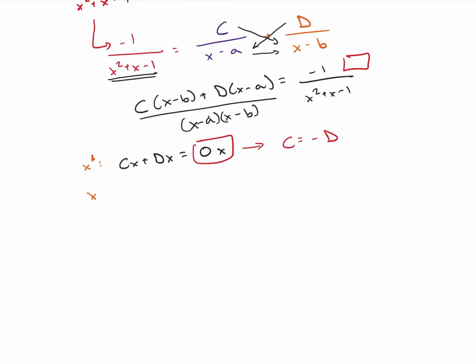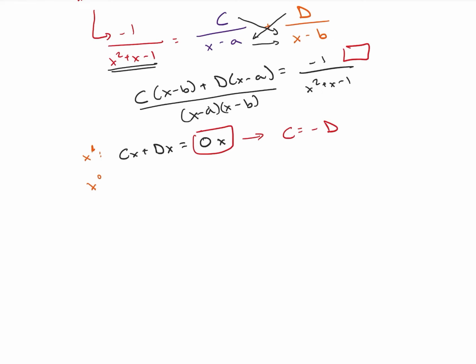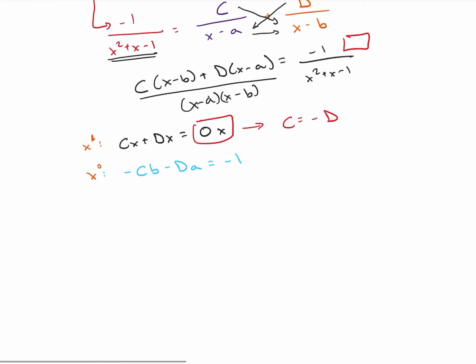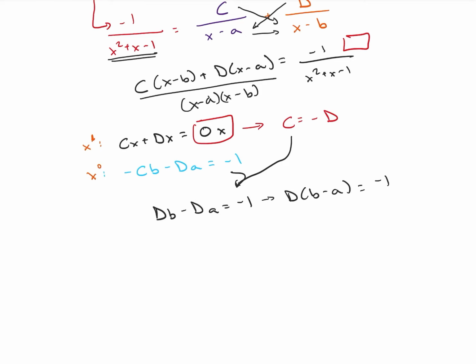Now I'm going to take the x to the 0 terms. So if I look at the x to the 0 terms, I now have negative c times little b plus d, or minus d, times little a is equal to negative 1. So using what I already determined, using the fact that c is equal to negative d, I have d times b minus d times a is equal to negative 1. So that d times (b minus a) is equal to negative 1, which gives me d is equal to negative 1 over (b minus a).